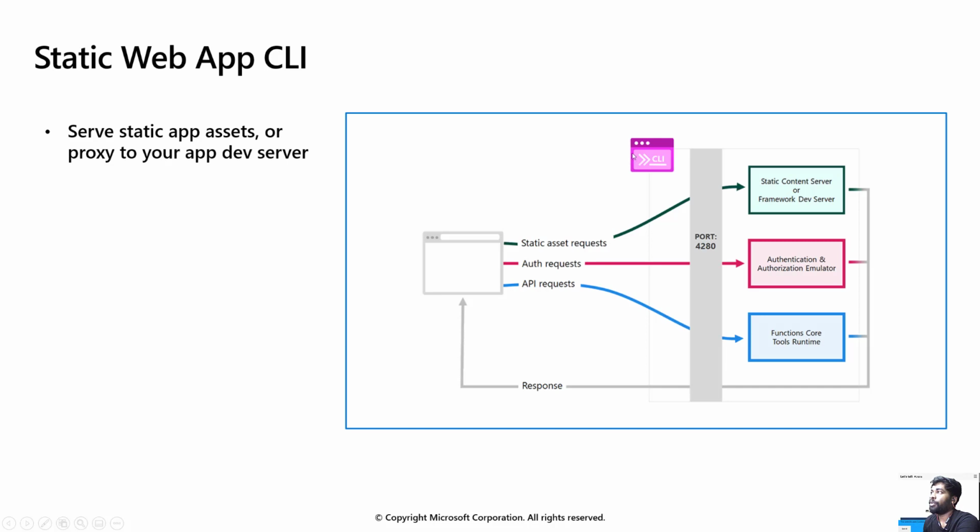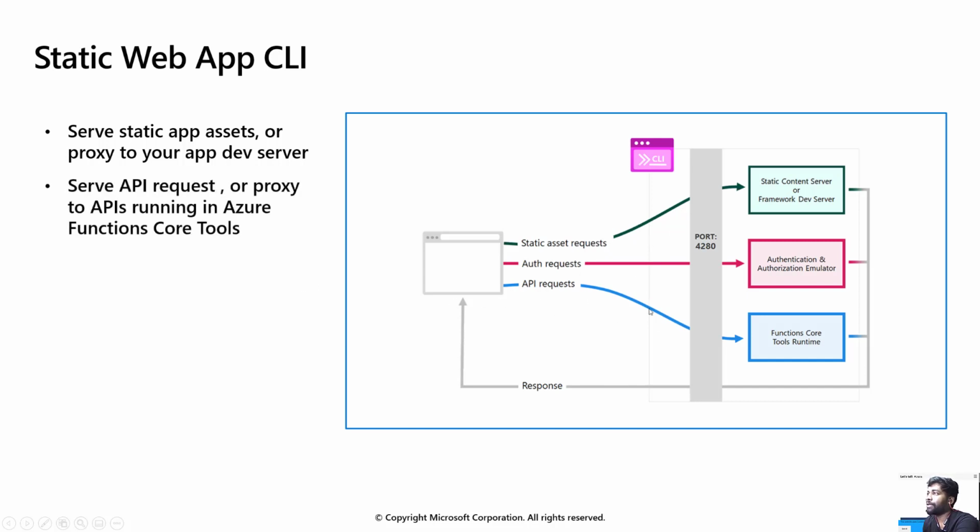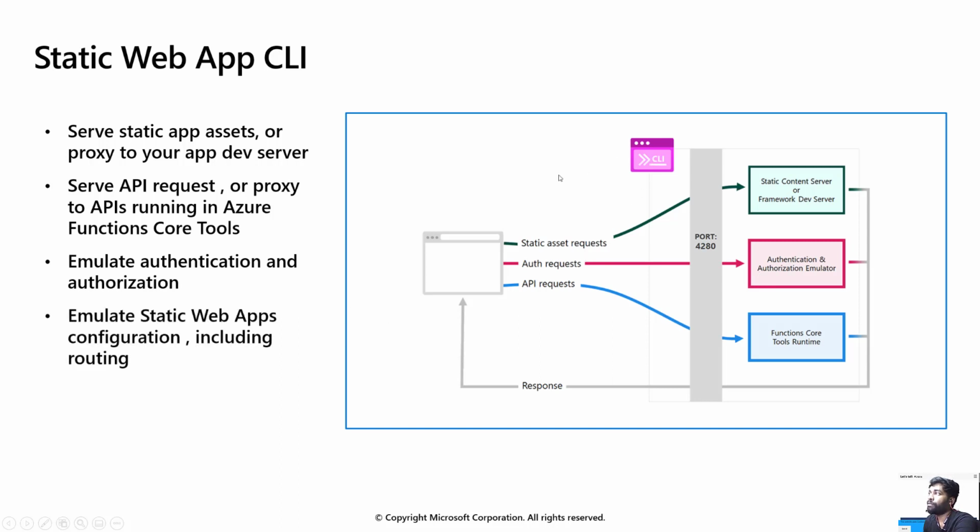So consider this is going to be your CLI, and it is going to emulate all the functionalities that we are going to have in the live future. So right from serving the static app assets, it will be able to serve the static assets using a proxy, and also it is going to proxy your API requests through the Azure Function Core tools, and also you will be able to emulate authentication and authorization as well. And finally, you will be able to emulate the configurations and also the routing and other configuration along with this Azure Static Web App.